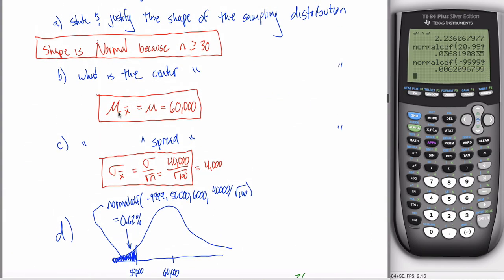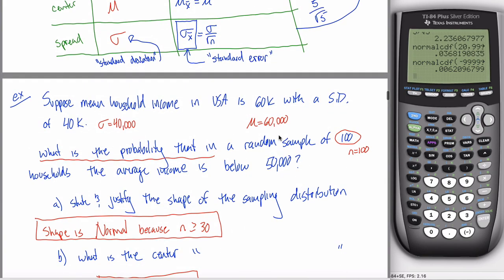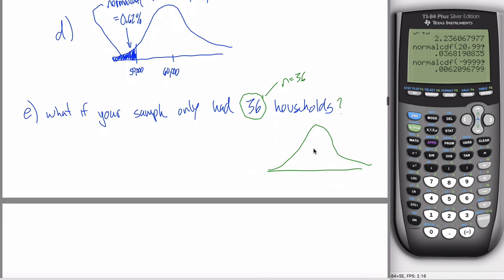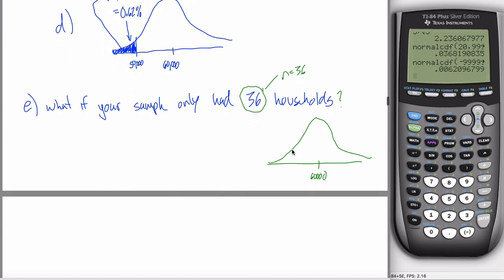The center, mu sub x bar, is still equal to mu, and mu is still 60,000. That didn't change in the problem. That's this number. So I'm still throwing 60K in the middle here. I still want to know the area to the left of 50,000, so I'll toss 50,000 over here, and then I'll calculate this area.